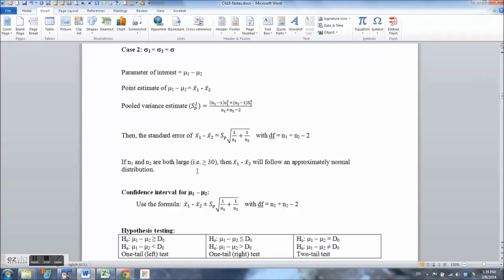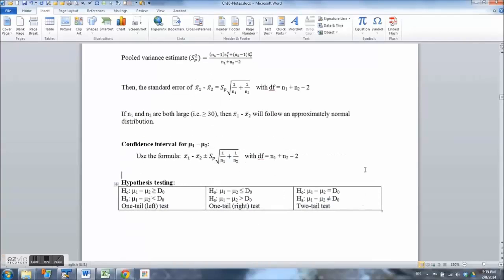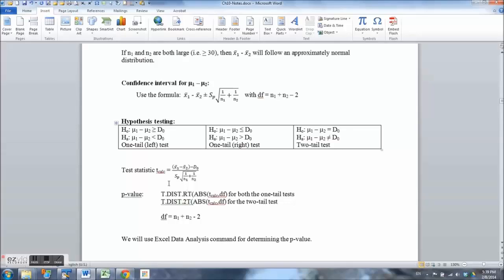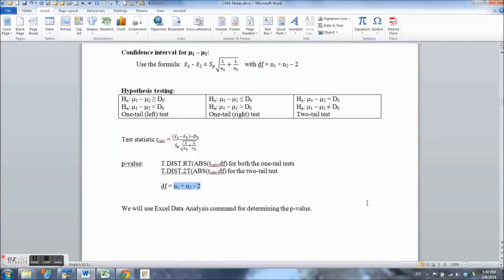Now hypothesis testing, the same three types as before. The test statistic is the same as before, except that the standard error in the denominator is now different. And once you compute the test statistic, we can use the t dot dist functions for the p-value. The degrees of freedom is very easy, n sub 1 plus n sub 2 minus 2. But we are going to use the Excel data analysis command to get this whole thing done.